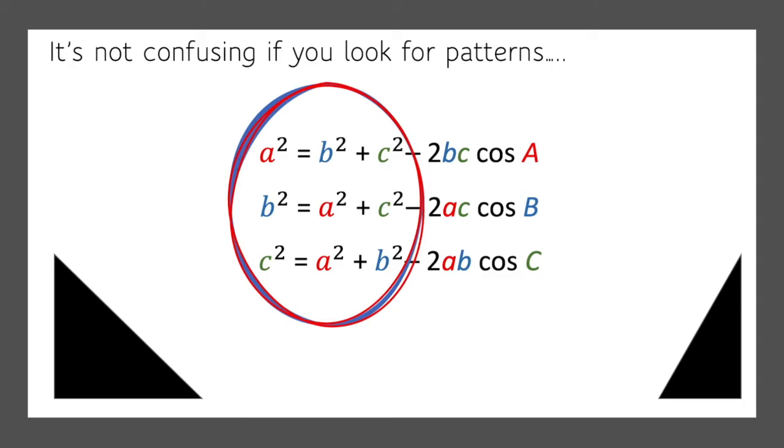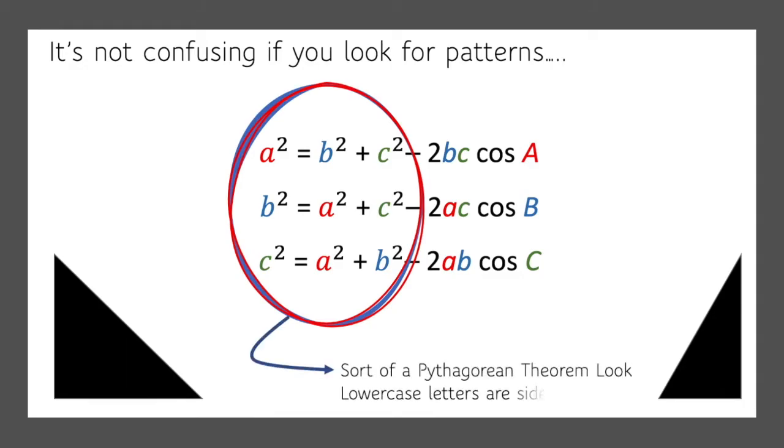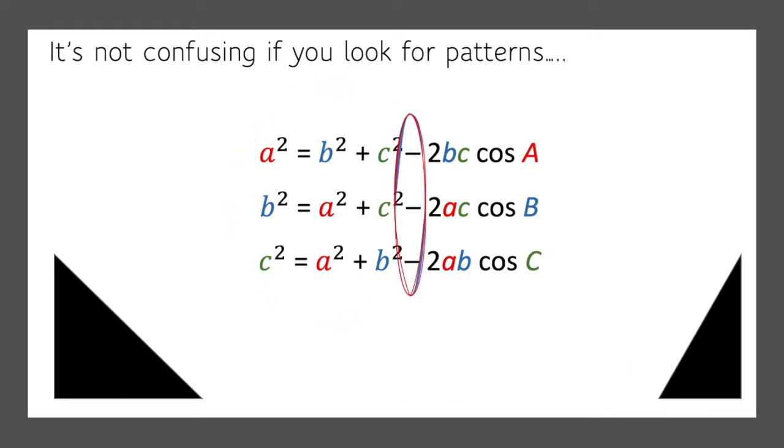So let's look at this part. This is sort of the Pythagorean theorem. And we know that all the lowercase letters are sides. Now, if you go to the right just a little bit, you see all subtraction signs, scoot over just a little bit, and then all twos.